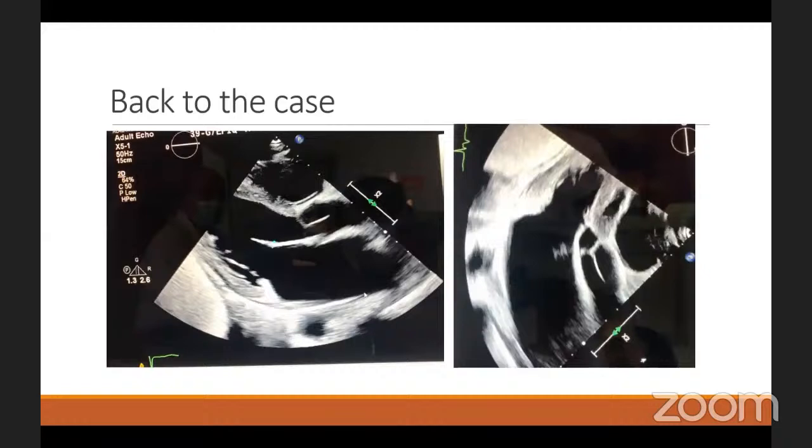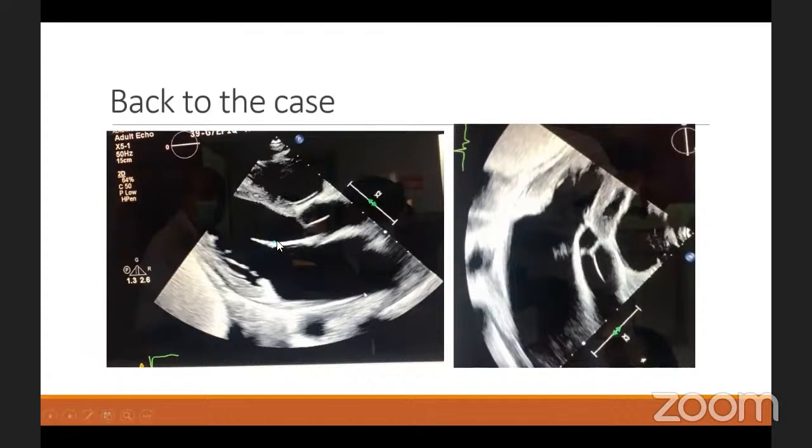So back to our case, this is the echo. We will just go through a systematic analysis of the mitral valve. As we said, this is a long axis view. To assess the valve, you need to assess the leaflet, the annulus, the subvalvular apparatus, and of course the LV function. So for the leaflet, you need to know the thickness of the valve, mobility, calcification.